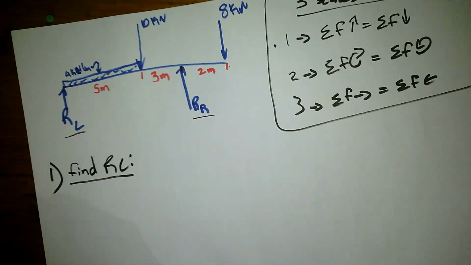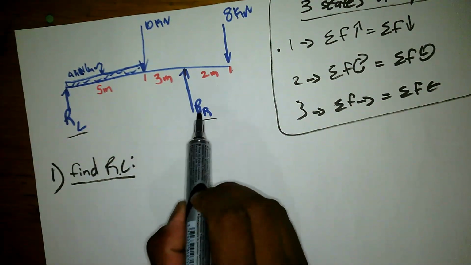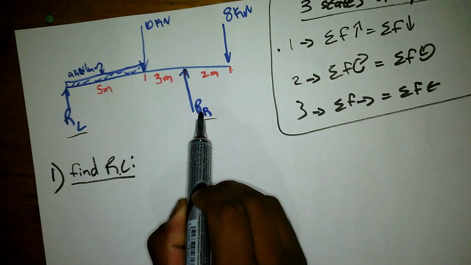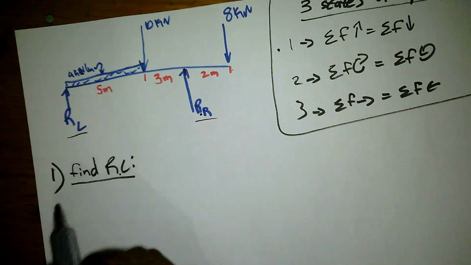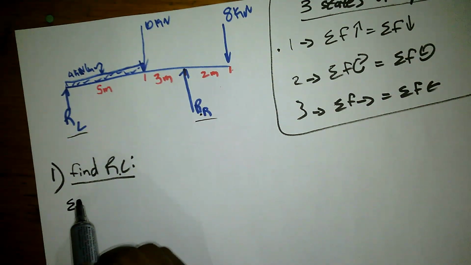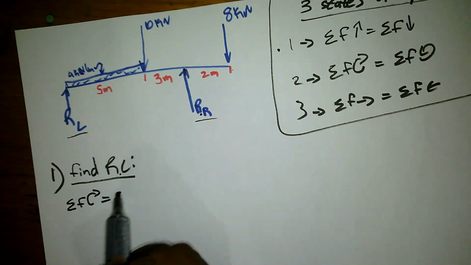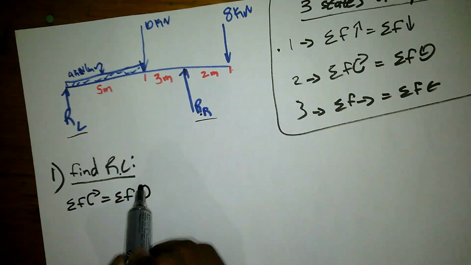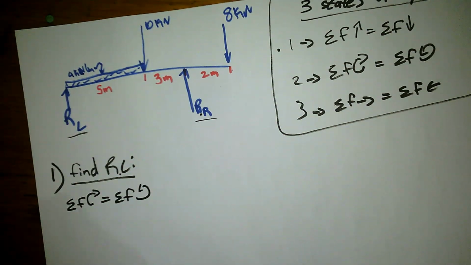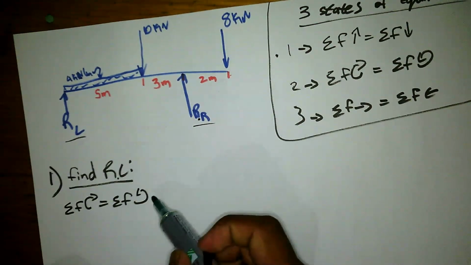Okay, so to find RL, we will take moments about RR. So that would look like the sum of the forces clockwise equals the sum of the forces anti-clockwise. Once we have stated our formula, we have a mark already.